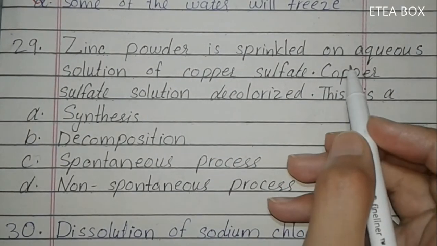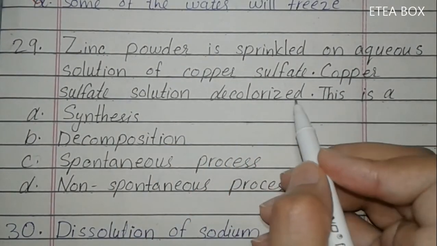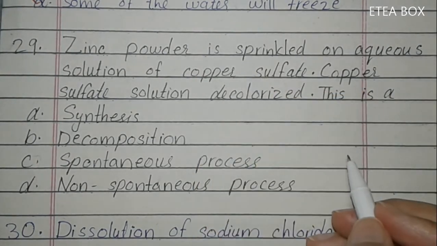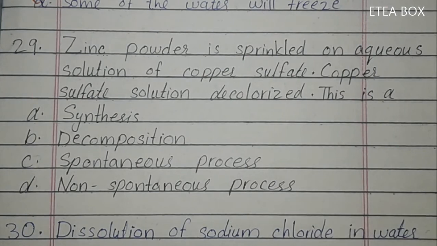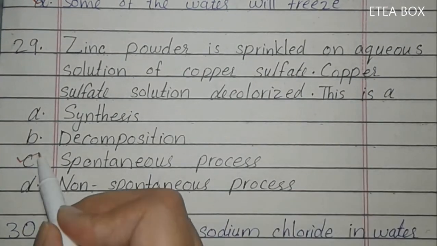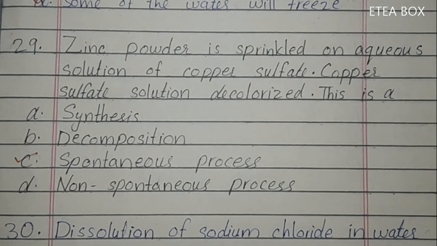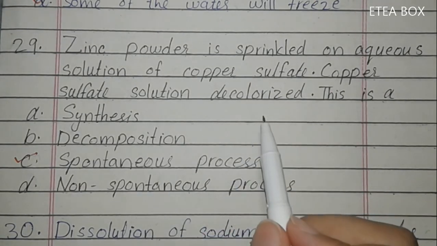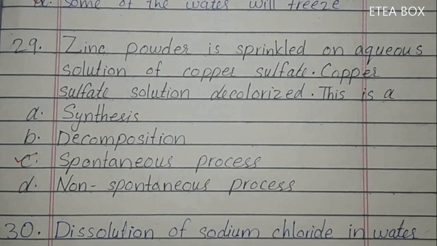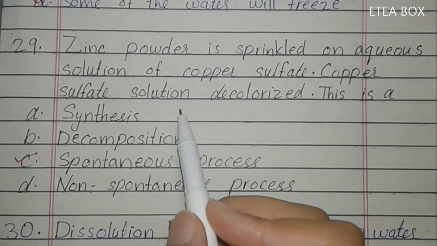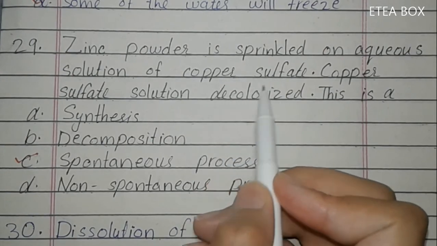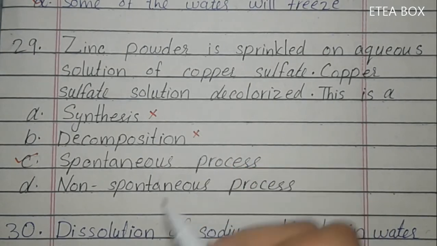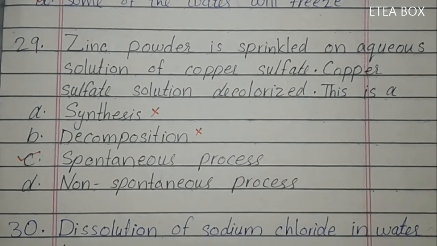Zinc powder is sprinkled on aqueous solution of copper sulfate. Copper sulfate solution decolorizes. Copper sulfate is blue in color. When zinc powder is sprinkled, what will happen? This is a spontaneous process, because this reaction occurs without the interference of any external source. Without giving any energy, this reaction occurs. The zinc replaces the copper, and in that case zinc sulfate will form. So synthesis is incorrect, decomposition is also incorrect. It means that spontaneous process is correct.